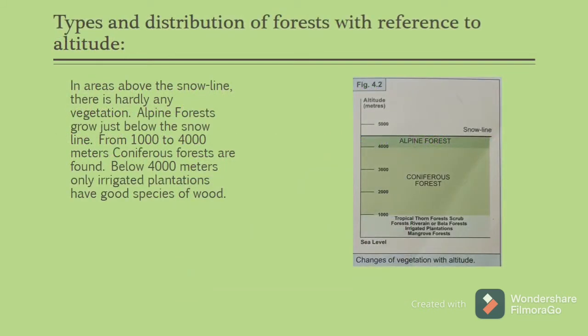Students, now we will discuss types and distribution of forests with reference to altitude. As we are observing in this diagram, in areas above the snow line there is hardly any vegetation, and alpine forests grow just below the snow line. From 1000 to 4000 meters coniferous forests are found, and below 4000 meters only irrigated plantations have good species of wood.